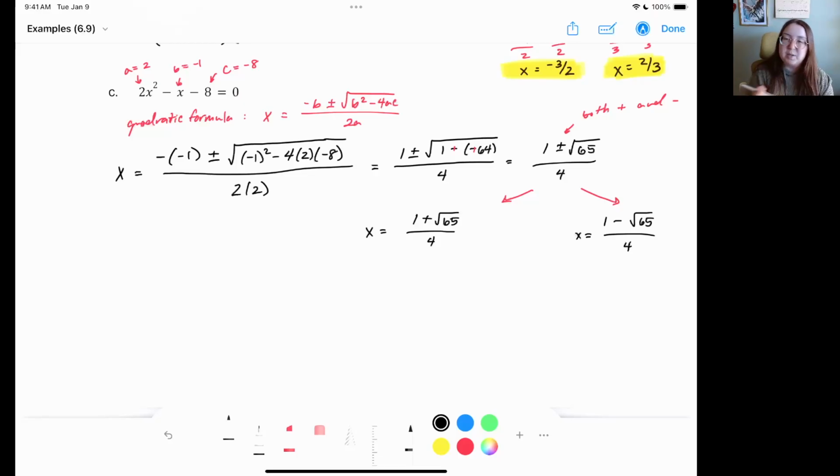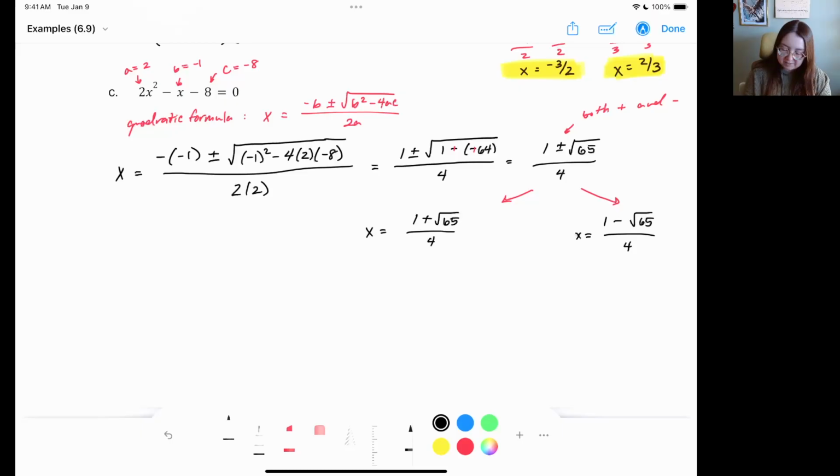So x will be 1 plus the square root 65 over 4, and x will be equal to 1 minus square root 65 over 4. Now you can certainly leave your answer in this format. Things like your homework can take it this way, but sometimes it will say that it wants you to round instead. So you can round, especially when it comes to solving a problem with the quadratic formula. Usually it is actually more helpful to round your answer. So we're going to round.